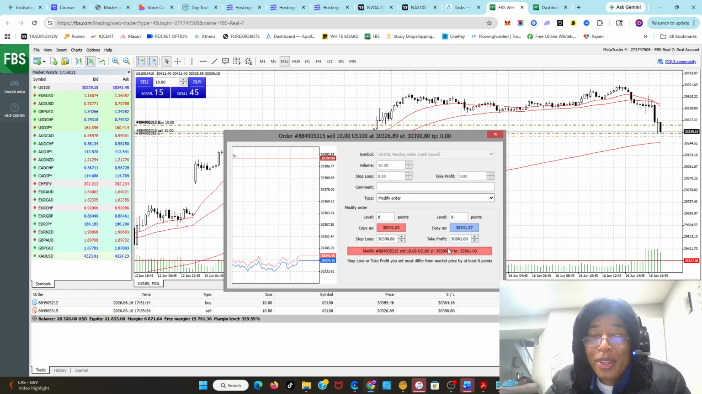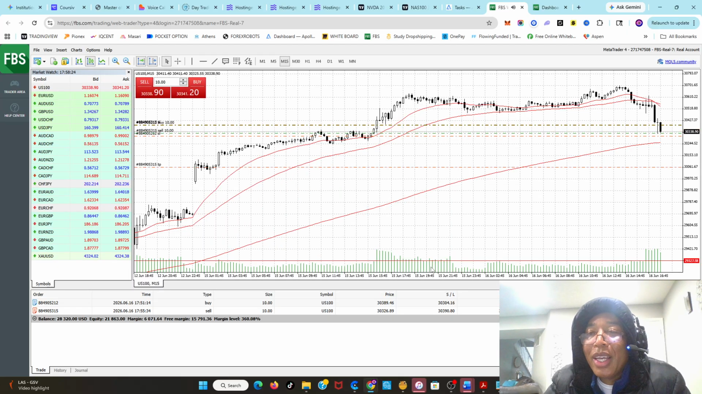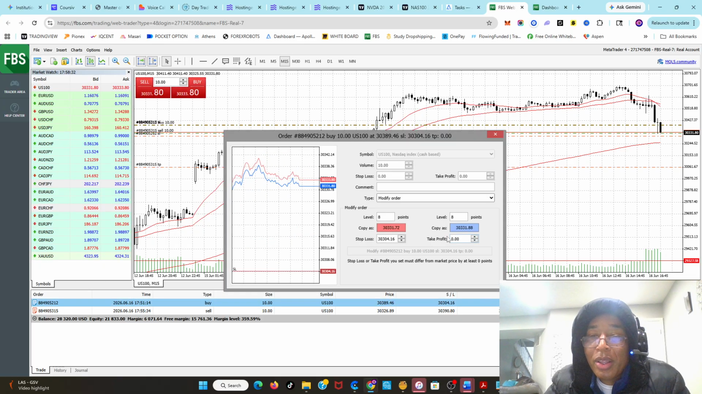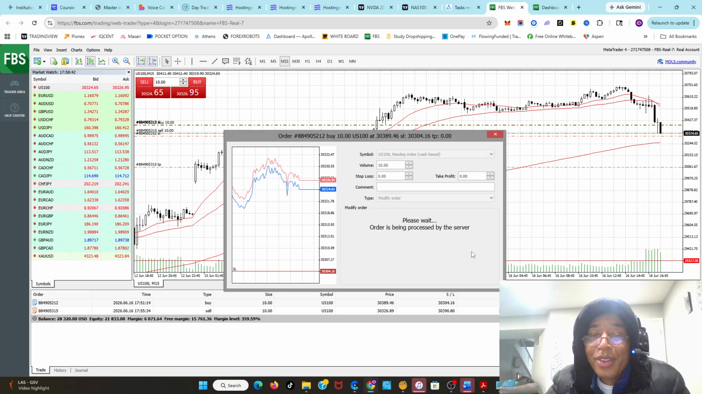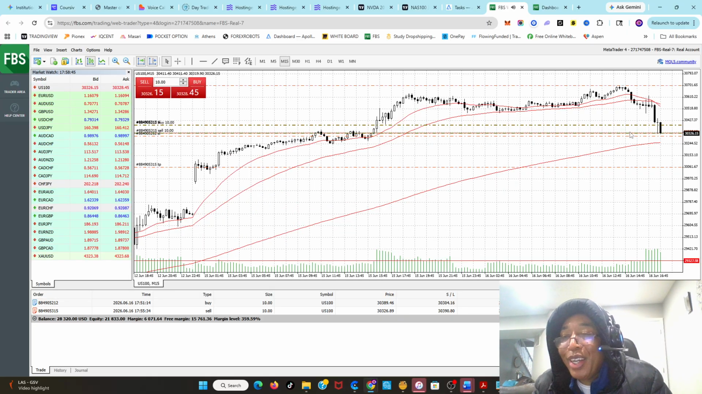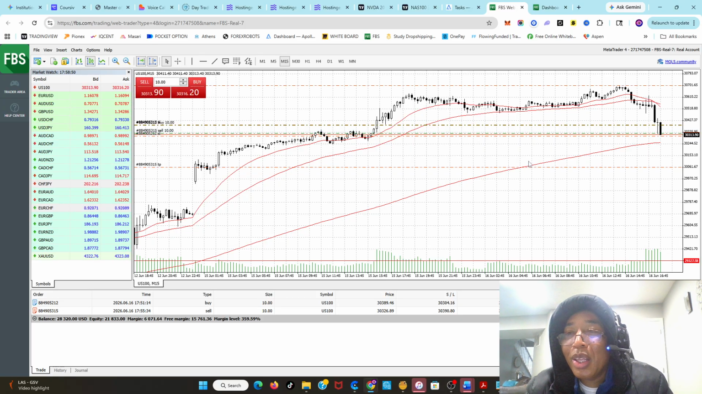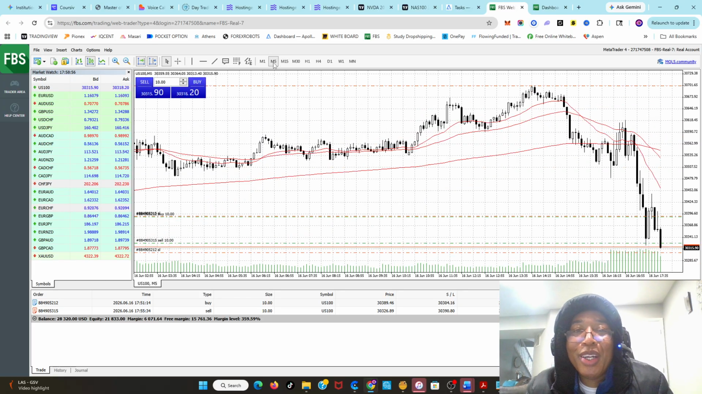30061, and on our buy trade, we should be targeting the top of this. Which is right there, 3700. All right, so everything is set. Our buy trade is gonna get obliterated now. Stop loss for our buy trade.